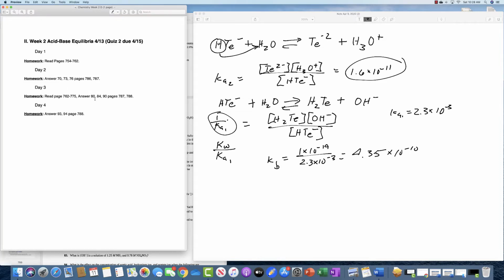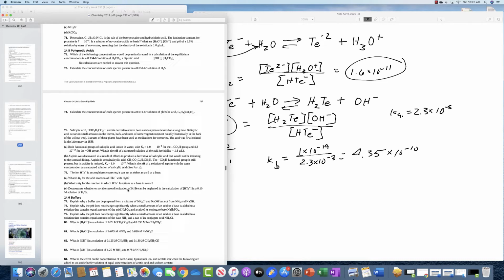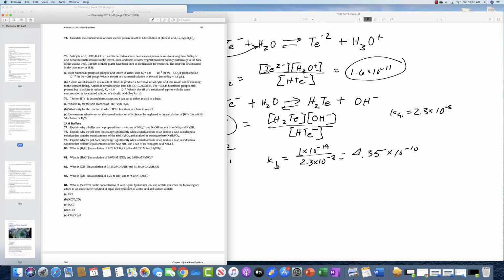Moving on to the next week, we have 80, 84, and 90. Number 80 says, what is the hydrogen ion concentration in a solution of 0.25 molar acetic acid plus 0.03 molar sodium acetate?